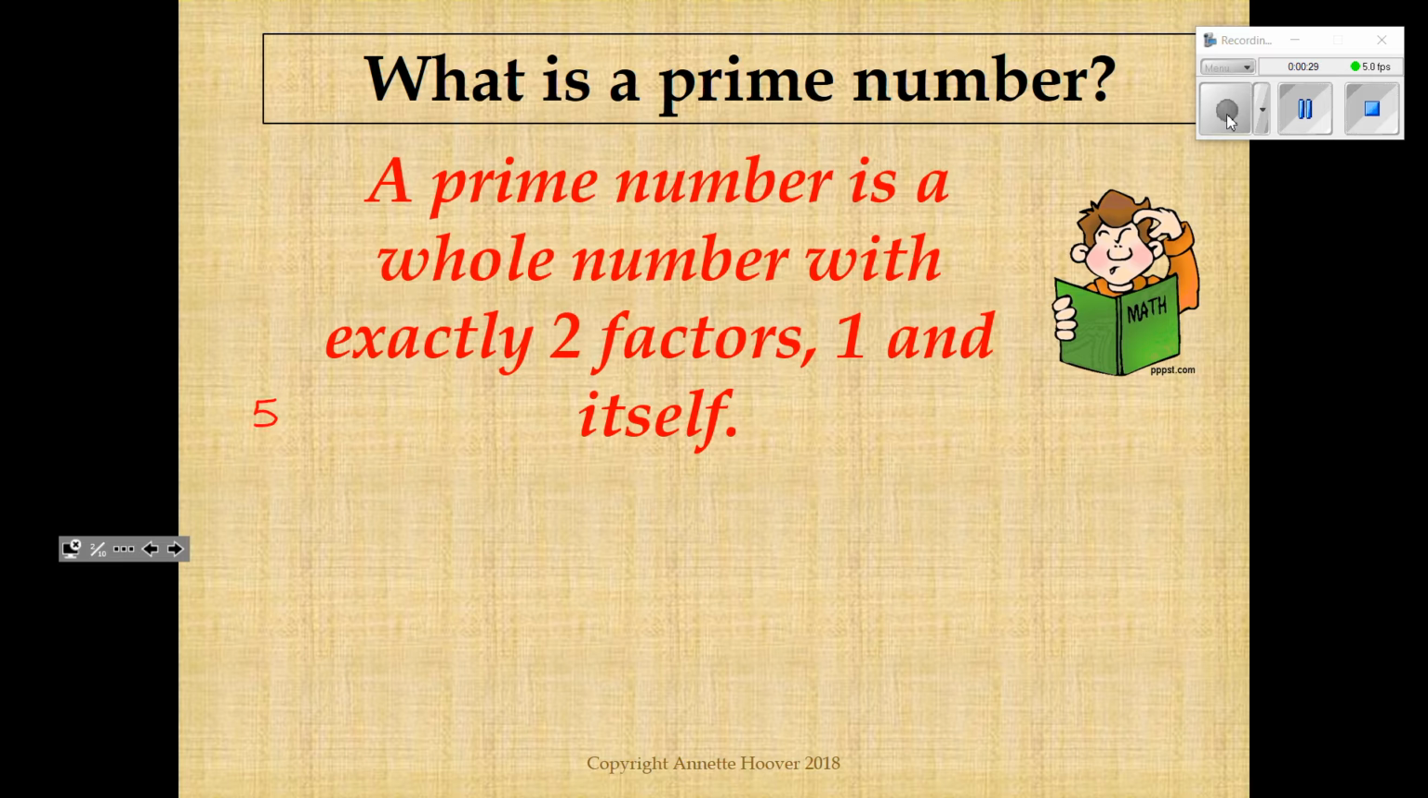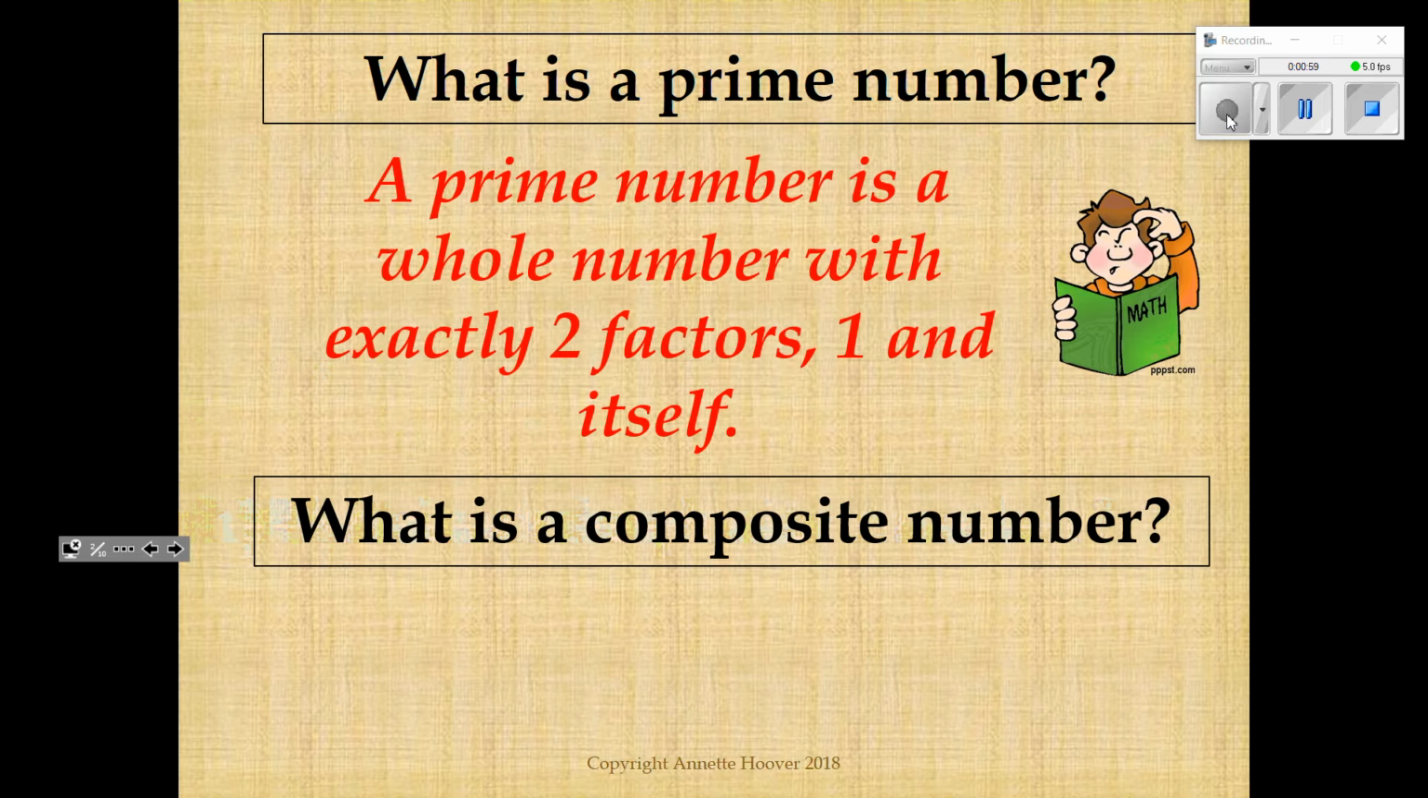Two factors that multiply together to get 5 are 1 times 5. Two factors. There's no other combination of numbers that multiply to get 5. Let's take the number 8. 8, you could do 1 times 8. You could do 2 times 4, so it has 4 factors. So this is not a prime number. So a prime number is a number whose only two factors are 1 and itself. No other combination of numbers can multiply to get that number.